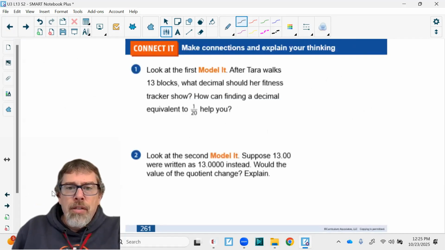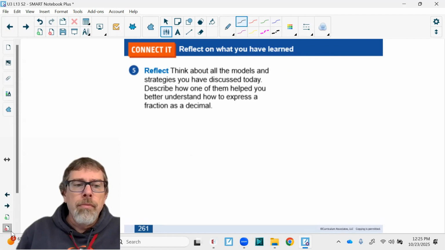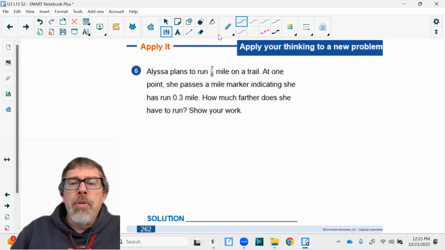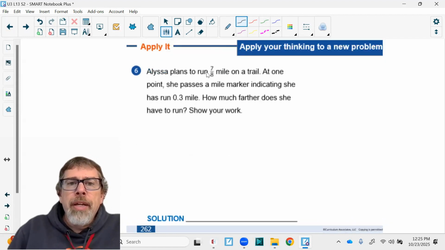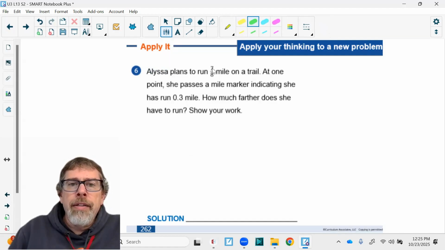Okay, so I'm going to skip the connecteds and go to the next, apply it. Alyssa plans to run 7/8 of a mile. Okay, so I'm going to highlight this. At one point, she passes a mile marker indicating she has run 3/10 of a mile. How much farther does she have to run?